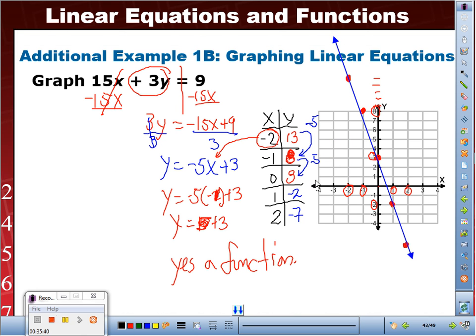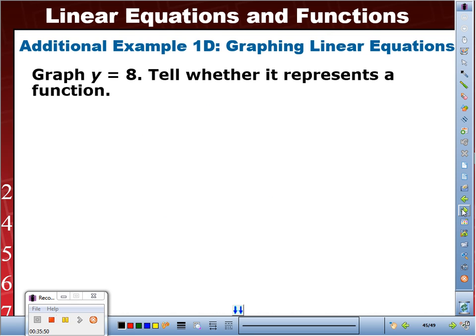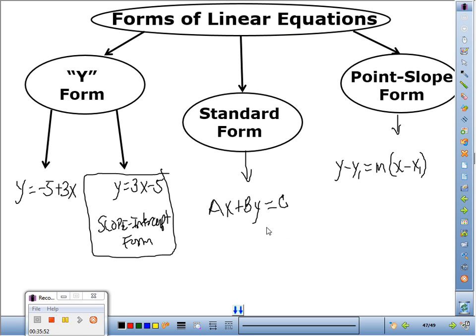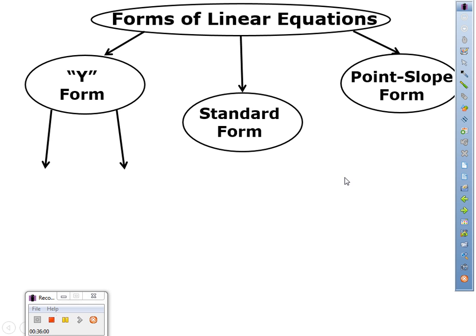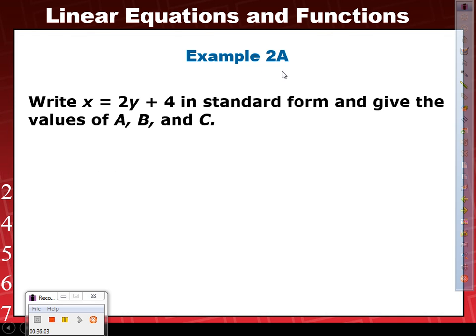Look at this one. Stop, please. Look at this one. 15x plus 3y equals 9. Doesn't that look like this? 15x plus 3y equals 9? Yeah, it looks like that. So check this out. We're going to be working with that. So look at this one. Copy this one. Last example. Example 2a. You can copy it on the Q side. On the Q side is fine.